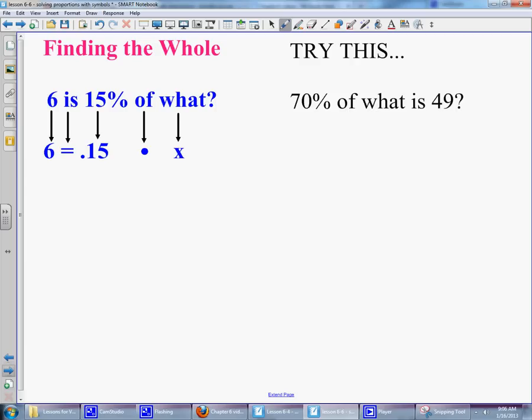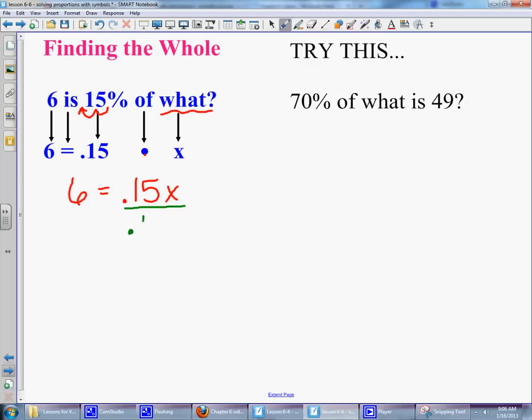So again, we take the English sentence and change it into a math equation. 6 is, we change to equals, 15%, remember our percents we always have to change to decimals, so we move it 2 places to the left. Of means times, and then we have what, which is our variable x. So now our math problem is 6 is equal to 0.15 times x, and we're back to a multiplication equation that we have to solve.